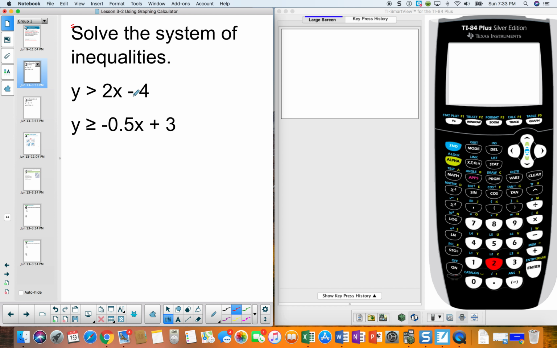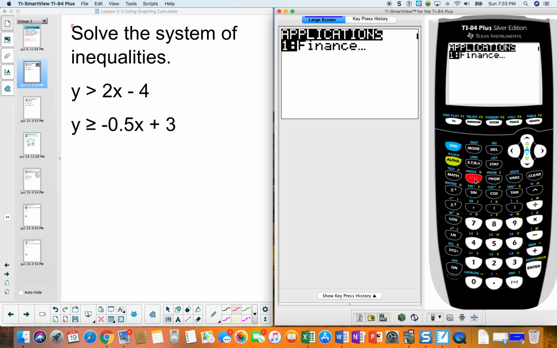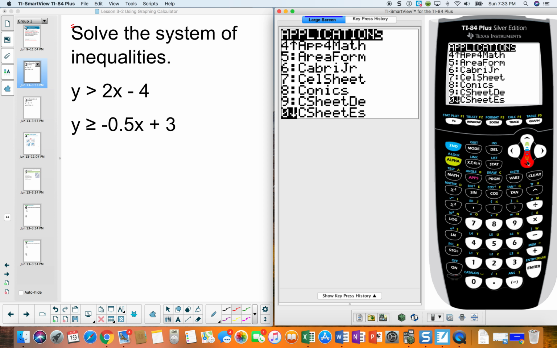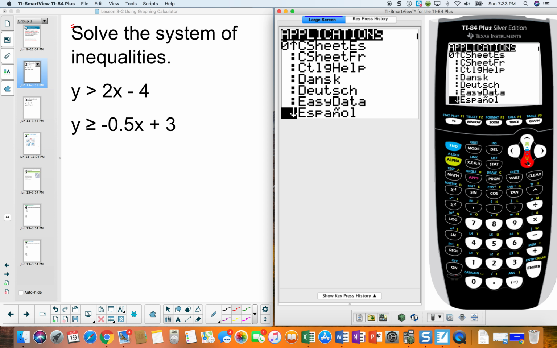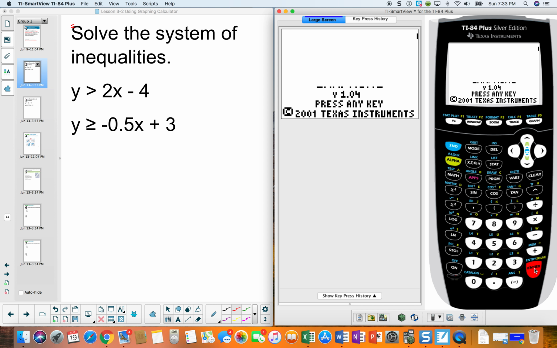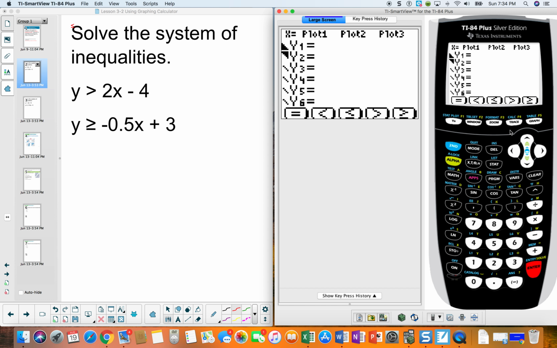In order to do these problems, we need to use the Apps button here. So let's go to Apps. And then you have to find Inequality that ends with a Z. All right, and then we're going to press enter. It's going to call up the program. We're going to press enter again. And what we're going to do is create this inequality.